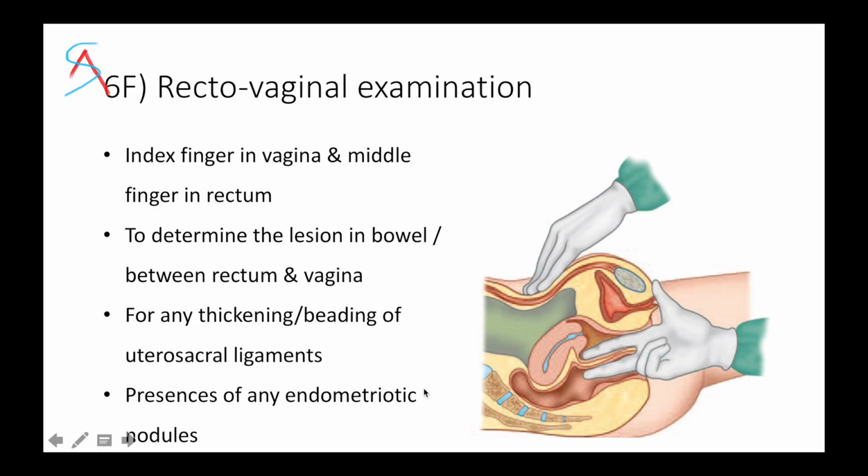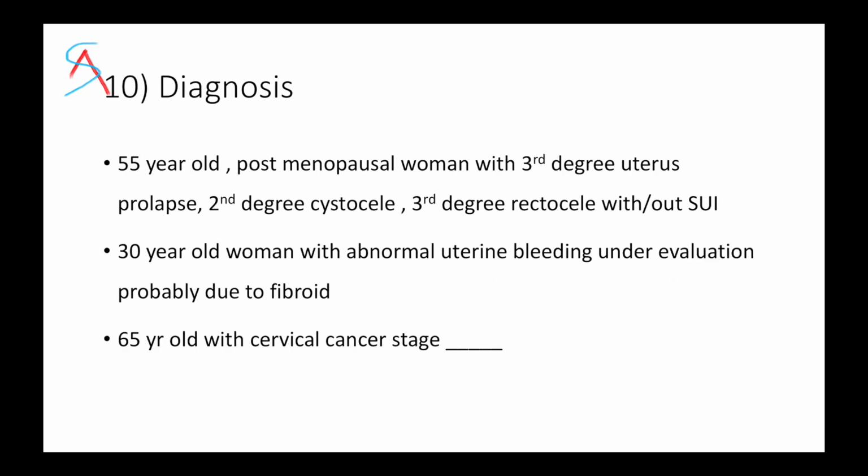If there is tenderness on the right side of the rectal wall, then it could be because of appendicitis. There is another examination, recto-vaginal examination, where one finger will be in rectum and one finger in vagina. It is done to determine any lesion between vagina and rectum, and also for any thickening or beading in uterosacral ligament or any presence of endometriotic nodules. Then finally you have to tell your diagnosis: 55-year-old postmenopausal woman with 3rd degree uterine prolapse, 2nd degree cystocele, 3rd degree rectocele with stress urinary incontinence.